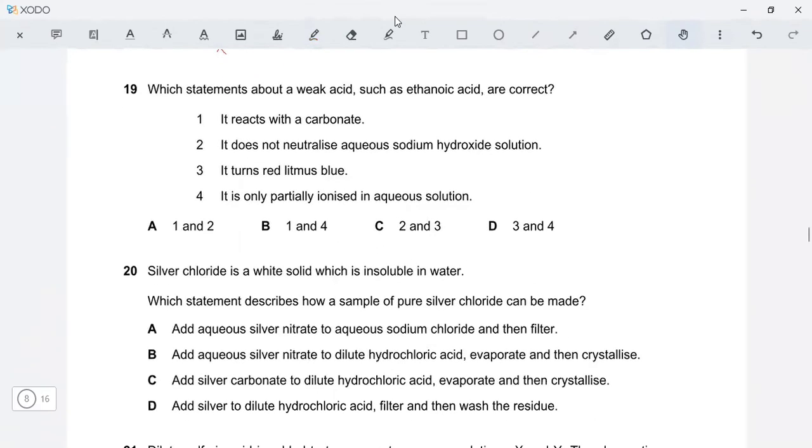19. Which statement about weak acids such as ethanoic acid is correct? Okay, so the first statement says it reacts with carbonates. And second, it does not neutralize aqueous sodium hydroxide solutions. It turns red litmus paper blue.